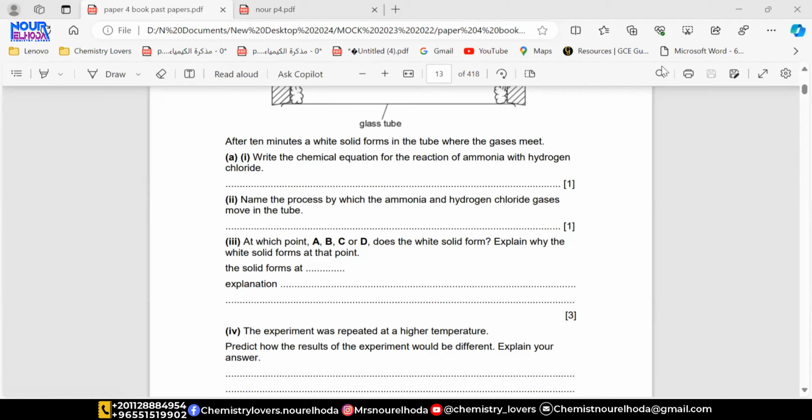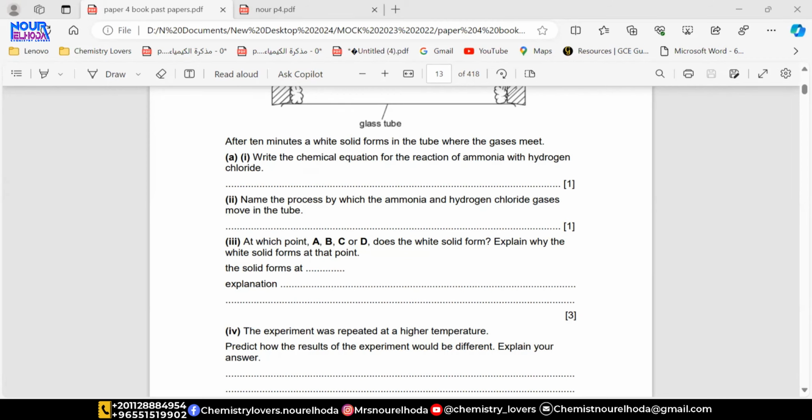Inshallah, next week, for the ones who are going to join the revision classes, Monday we're going to do moles, Wednesday electrolysis and redox, inshallah.